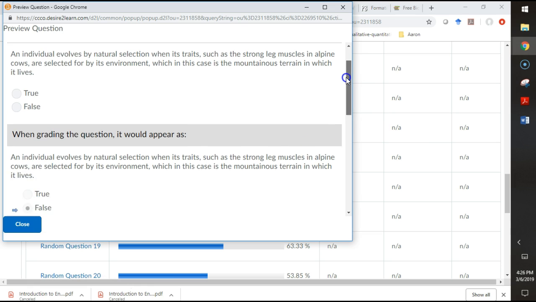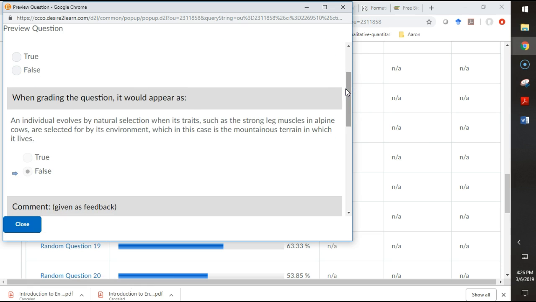"An individual evolves by natural selection when its traits, such as strong leg muscles in alpine cows, are selected for by its environment, which in this case is the mountainous terrain in which it lives." Again, really don't like this question. It kind of is an analogy to the idea that giraffes are stretching their necks, Lamarck's theory, which was disproven. The idea that you have strong leg muscles. It's not that you can stretch the neck and cause an evolutionary change.